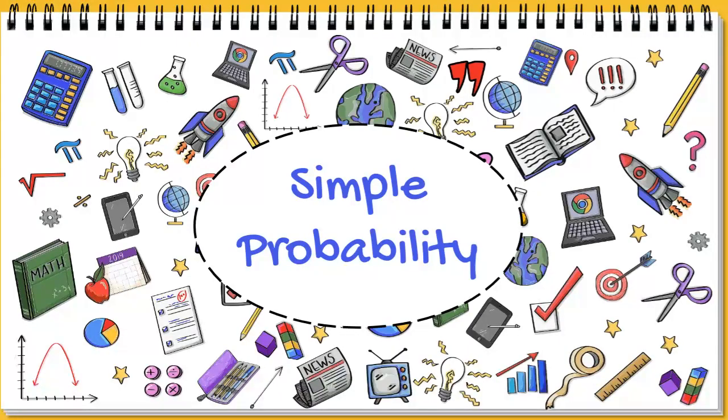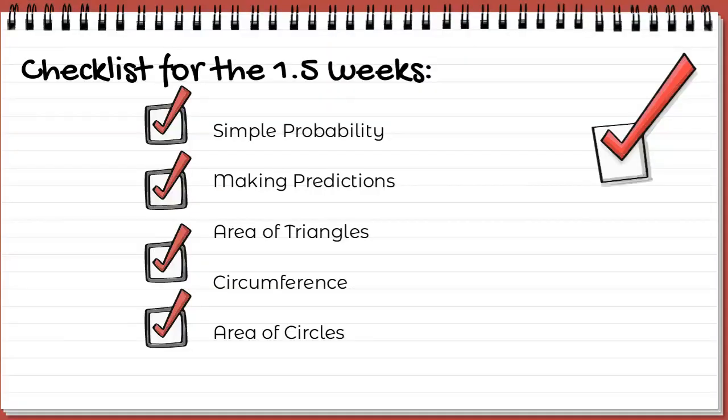All right, guys, today we are going to start talking about simple probability. The first thing that we are going to look at is some vocabulary. Now, the checklist for the next couple weeks is simple probability, making predictions, area of triangles, circumference, and area of circles. Please do not forget that all of your lessons need to be completed successfully by June 30th.